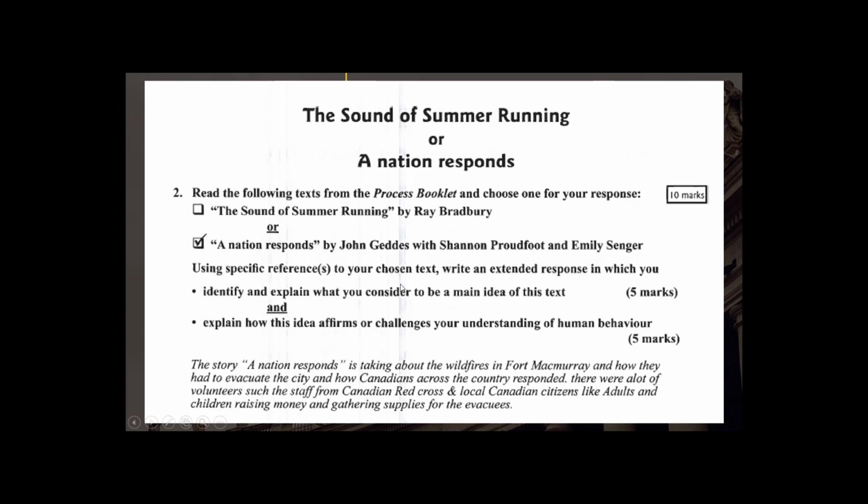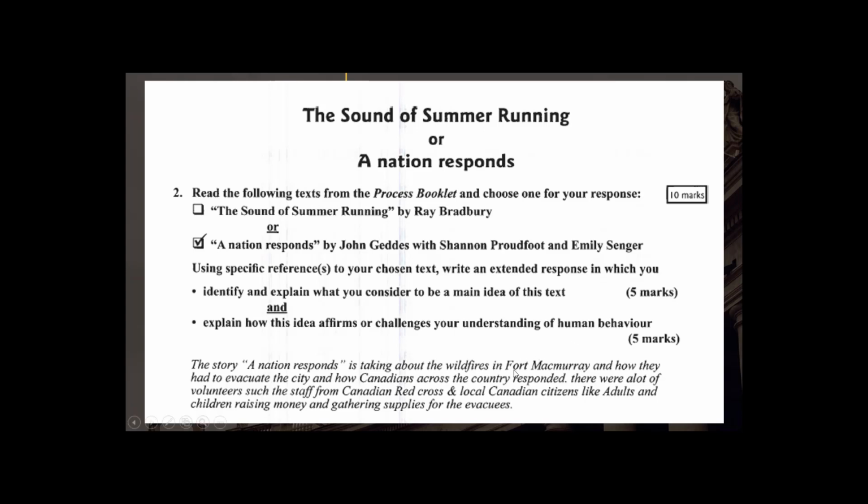Using specific references, write an extended response in which you do 2 things. For 5 marks, identify and explain what you think is the main idea, and explain how this idea affirms or challenges your understanding of human behavior.